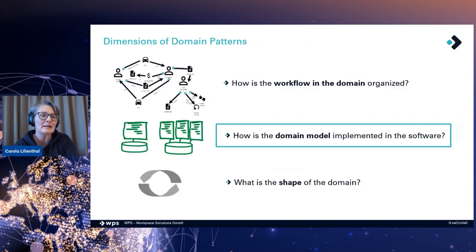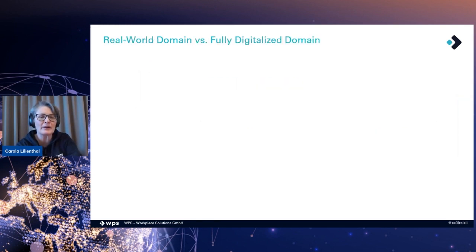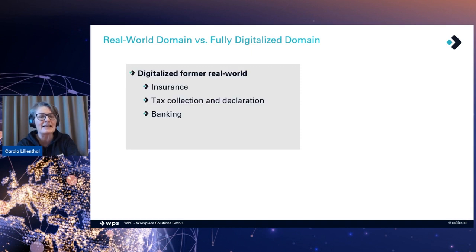And the final part of my talk is about the shape of the domain. What can we find there? What different ideas do we have? The first point is that some domains have been completely digitalized in recent years, like the insurance domain you have looked at. So there is no real work anymore. There is no real world.